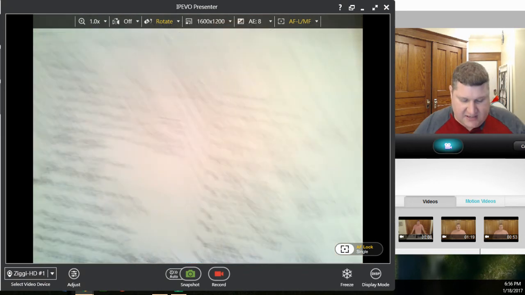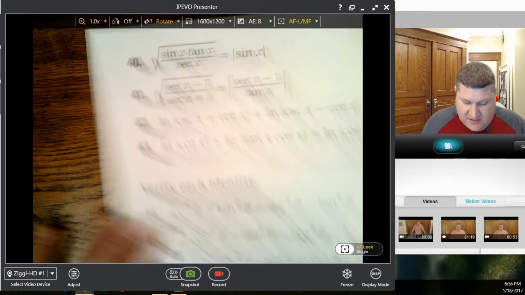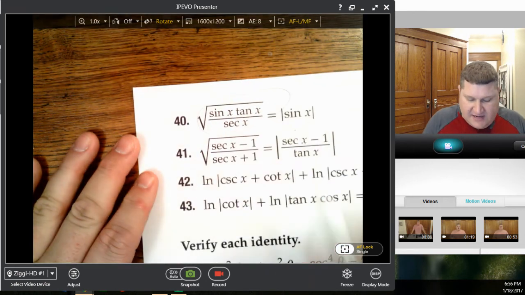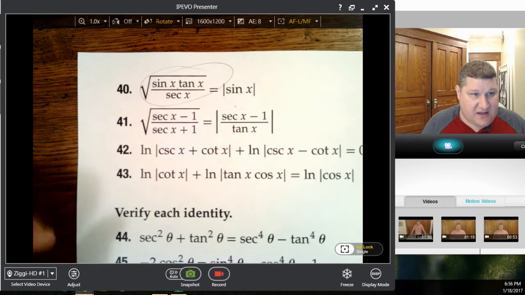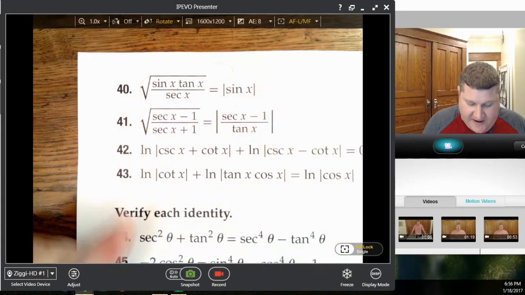32, we already did that in class. Let's move on down here. 40, we already did that in class. Get sines and cosines together, and when they do, they simplify out.